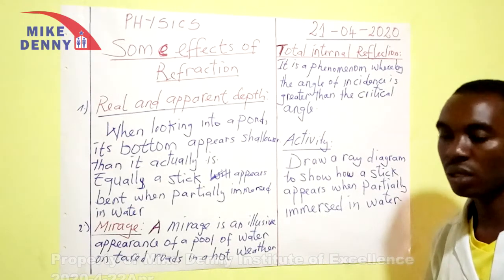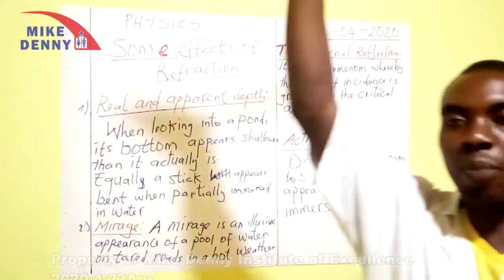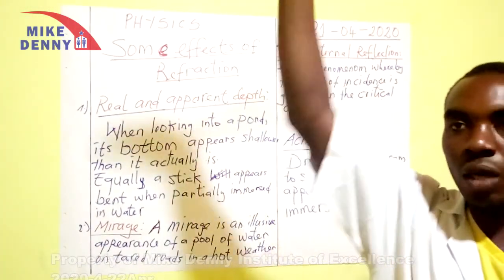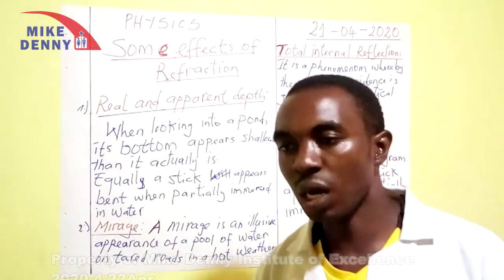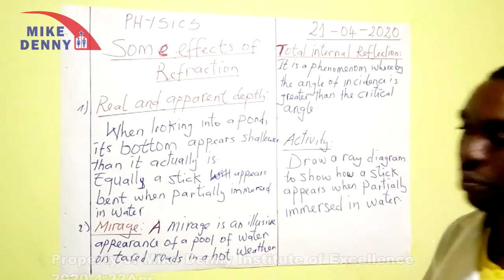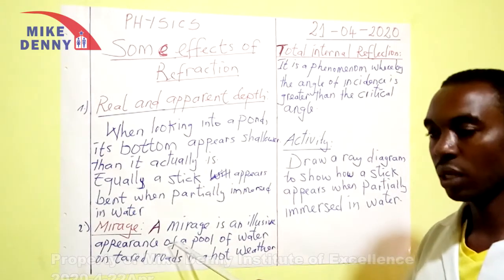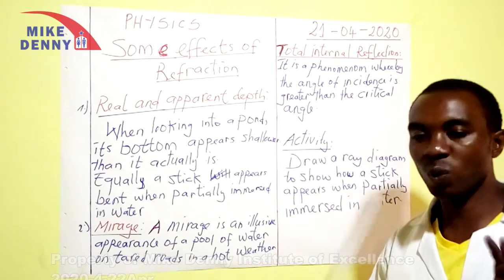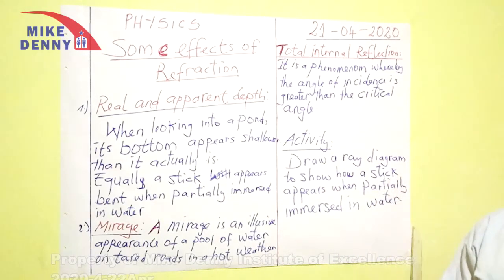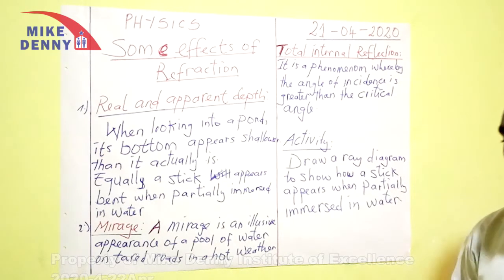This is because the solar rays are moving from the colder part of the atmosphere and coming down to the warmer part of the atmosphere. As a result of that, the rays are bound to bend, producing what is known as mirage. That's why we see the surface of the tarred road as if there's water on the surface, which is not like that.